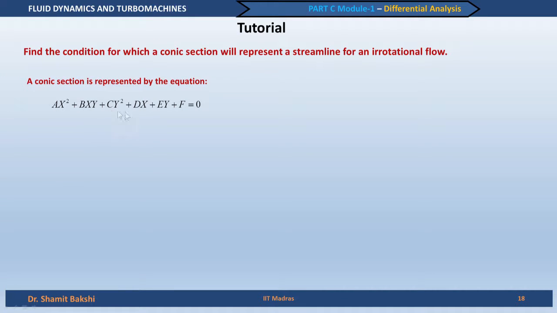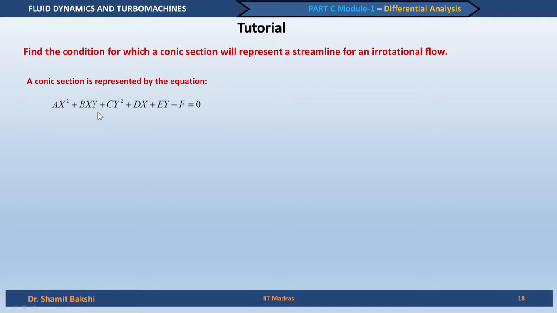Whether it forms an ellipse, a parabola or a hyperbola depends on how these coefficients relate to each other. There is something called the discriminant, which is defined as b square minus 4ac. It does not depend on the other coefficients. If that is equal to 0, it is a parabola. If it is greater than 0, it is a hyperbola, and less than 0, it is an ellipse. This is just from our basic high school mathematics.